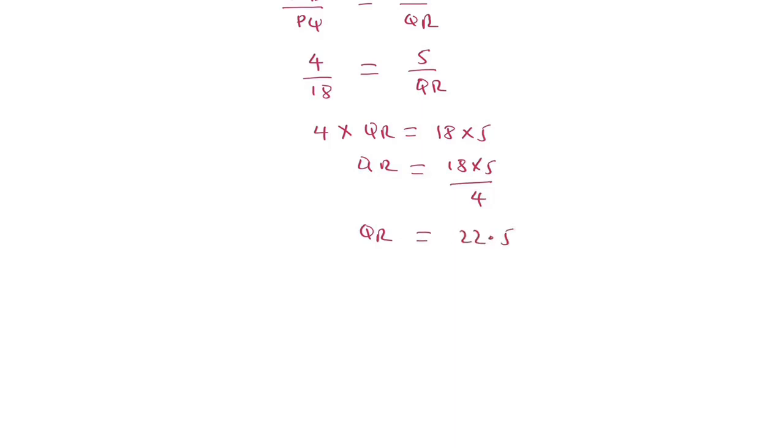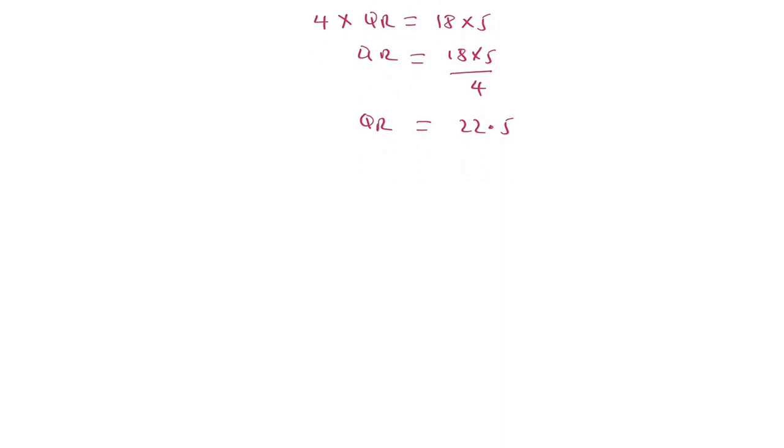22.5 centimeters. Okay, so from this triangle PQR, we can see that now we have two sides and an angle between those two sides. Then to find the area, we are going to use the following formula, which says area equals 1 over 2 times PQ times QR times sine 30 degrees. Okay, so we have to remember that the value of sine 30 degrees is 0.5.